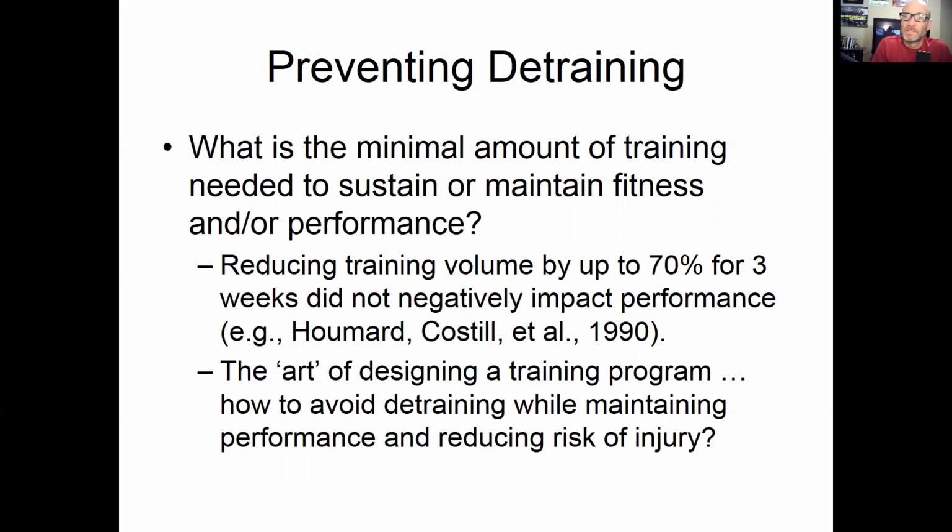Now, the art of designing a training program is how to avoid detraining while maintaining performance and reducing the risk of injury. And that ultimately gets to the tapering as well. Trying to taper an athlete is a bit of artwork, and you do need to have some good tools available to be able to do that. And those are tools that you can tap into a training log, either electronically or in writing.